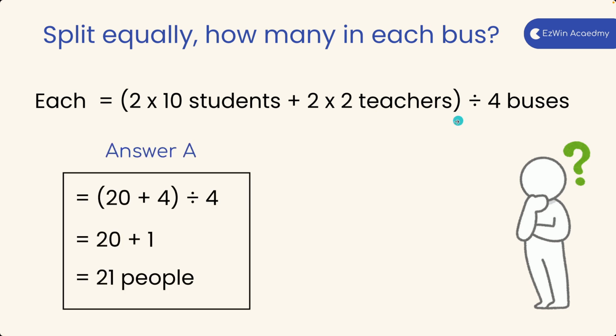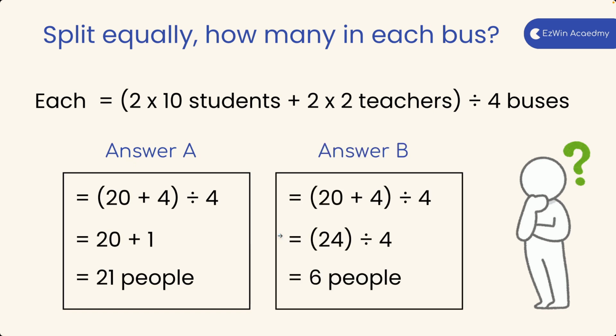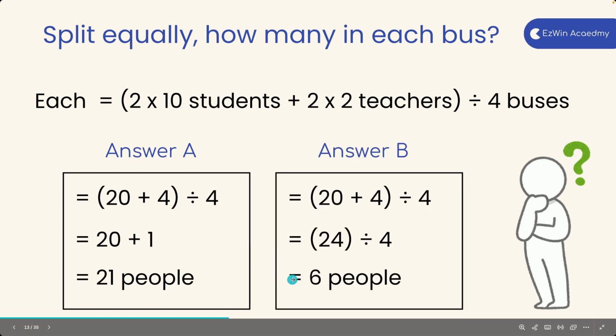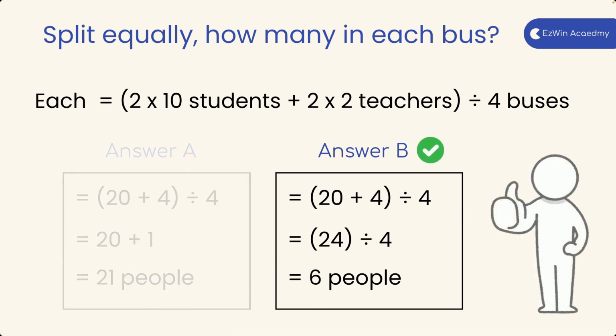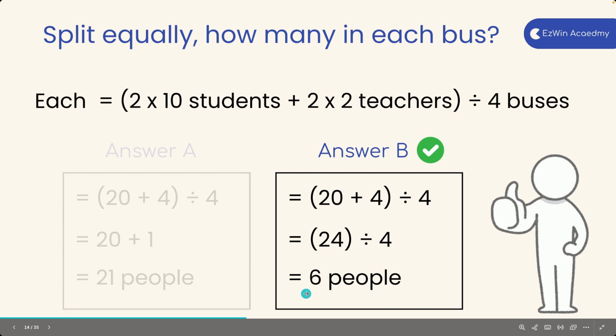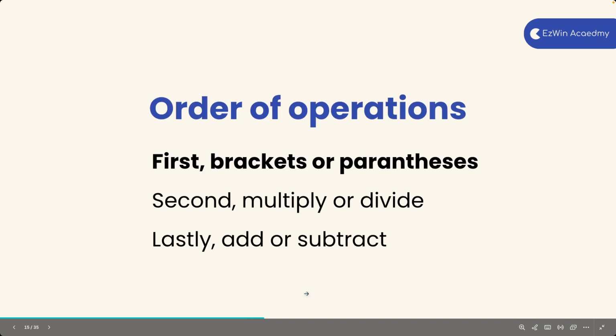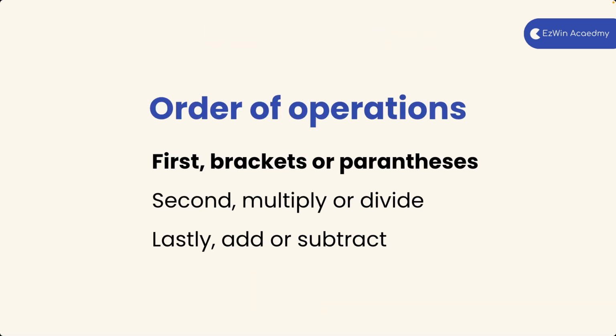Is it answer A, where it is 21 people in each bus? Or answer B, where there are 6 people in each bus? Let's see if you get the correct answer. And the answer is answer B, which is 6 people. So there is another thing that you have to remember in the order of operations, which is first you need your brackets or parentheses, and then after that you do your multiply or divide, and lastly add or subtract.